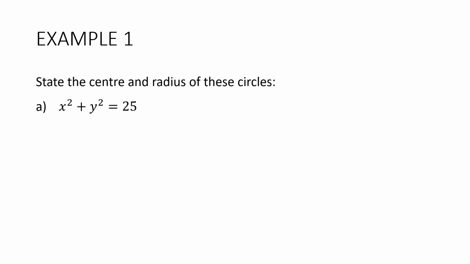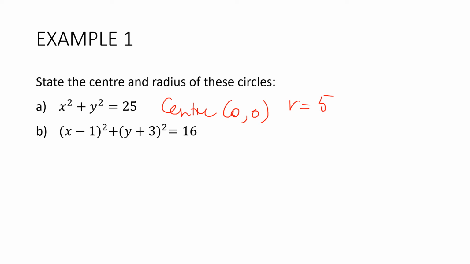Here's our first example. State the center and radius of these circles. x squared plus y squared equals 25. So the center will just be 0, 0. And the radius is going to be the square root of 25, which is 5. How about this one? It's what makes 0 here and what makes 0 here. So 1, negative 3. And radius is the square root of 16, which is 4.